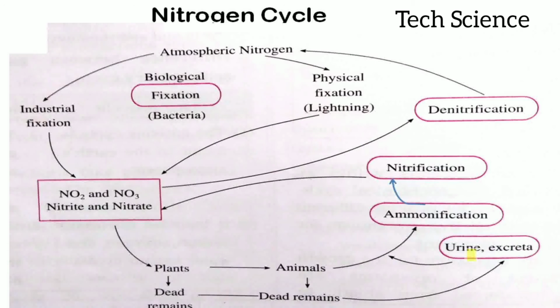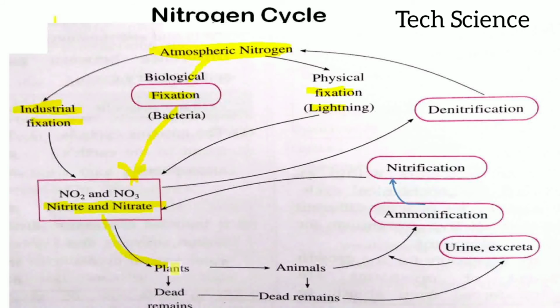Now this is the diagram of the actual nitrogen cycle. Observe this is the atmospheric nitrogen, which I have highlighted with yellow color. With the help of number one, industrial fixation, it gets converted into the nitrite and nitrate form. With the help of biological fixation also, and with the help of physical fixation also, it gets converted into the nitrite and nitrate form. So here there will be an arrow also. This is the arrow. Okay.